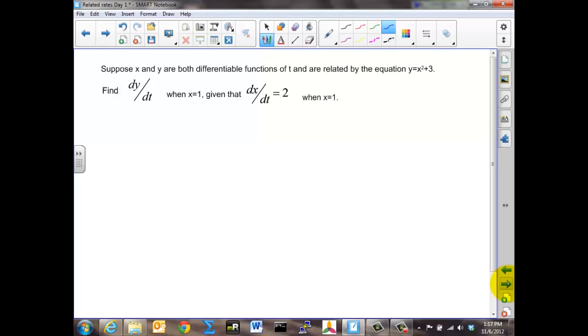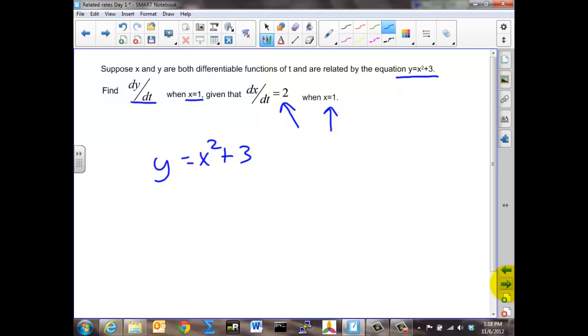Suppose x and y are both differentiable functions of t. That means we can take the derivative with respect to t, and that they're related by y equals x squared plus 3. This says find dy/dt when x is 1, given that dx/dt is 2 when x is 1. Now all of that just kind of scares you to begin with, right? Okay, now let's forget about the scariness of it here, okay? We've got an equation here, y equals x squared plus 3.